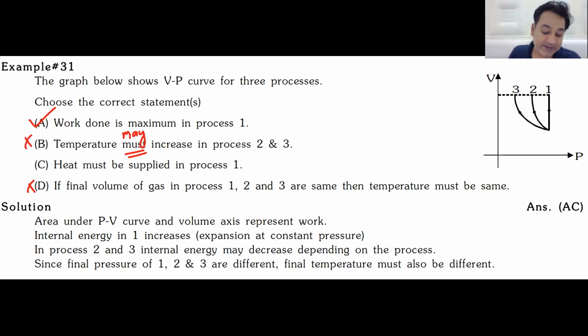Option number C: heat must be supplied in the process. It's an isobaric process. Pressure is constant, volume is increasing, temperature must increase, right? Yes, sir. Heat must be supplied. Both are positive. Yes or no?